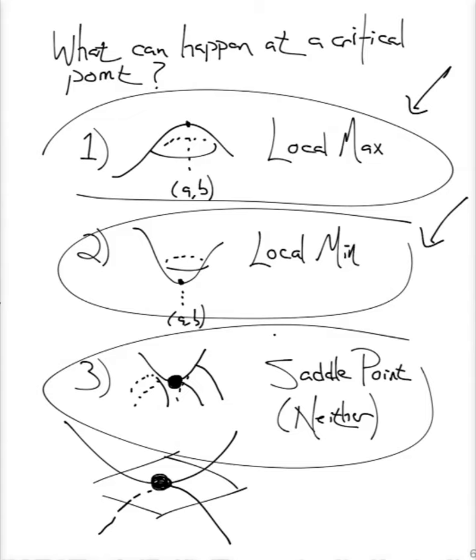So let's go back and review the process. Finding critical points is the first step to identifying local extrema. After we find critical points, we need to determine which one of these three possibilities occurs at the critical point. We'll do that in the next video.